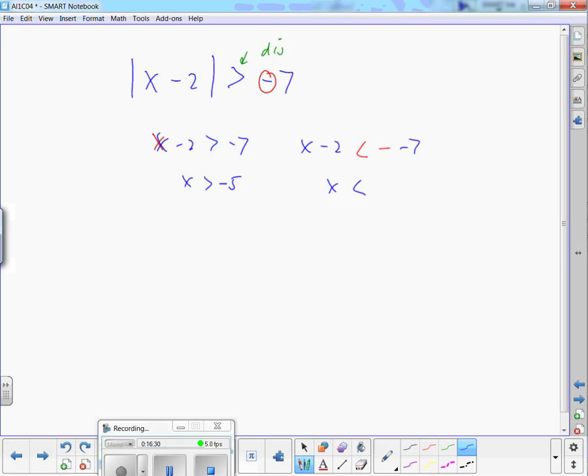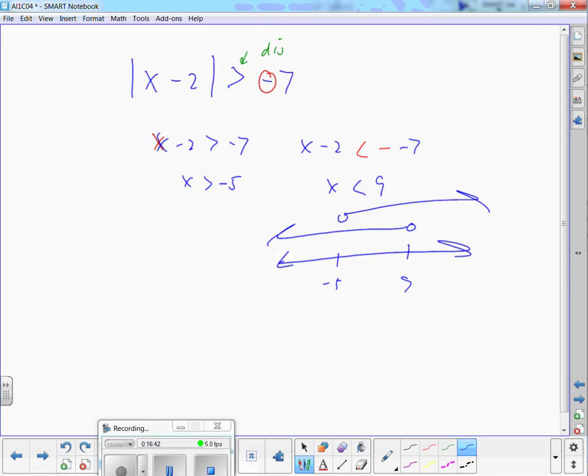Now I'm going to add a positive 2 to both sides. 7 and 2 is 9. Here's what I get. Circle over the 9, arrow to the left. Circle over the -5, arrow to the right. But remember, it's a disjunction. Therefore, what is the solution to this disjunction? All the real numbers. Difference is that was an inequality.